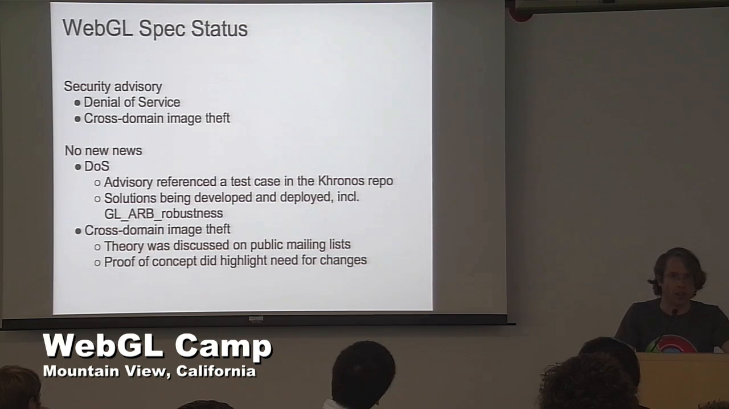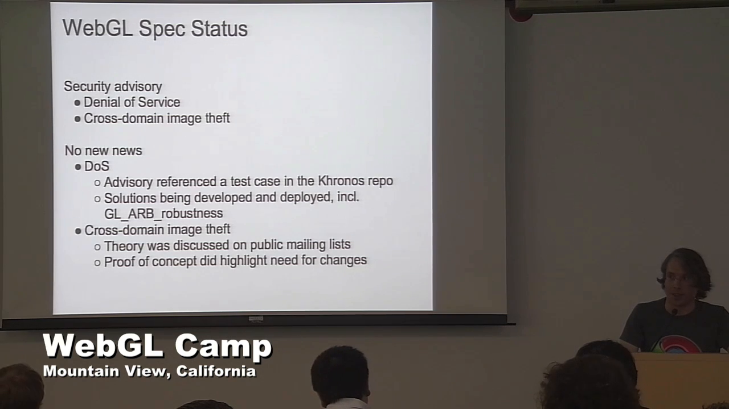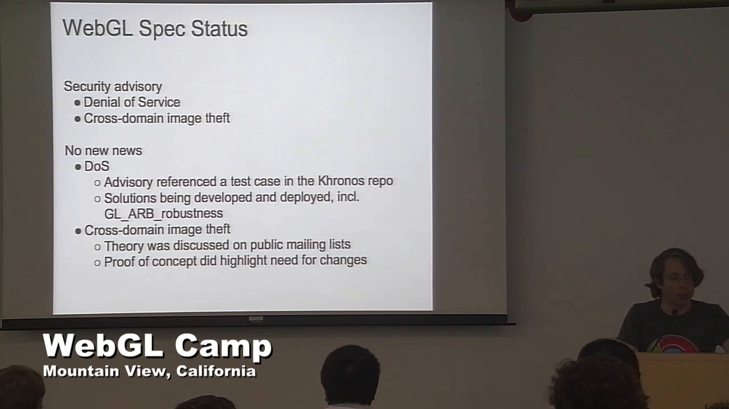Now, the fact is that the advisory contains no new news. The denial of service issue is something that has been brought up in the WebGL working group since the group's inception. As a matter of fact, the security advisory actually pointed to a test case that is checked into the Khronos WebGL source tree. So they didn't even write their own test case showing the problem. They pointed at one that we have. And solutions are being developed and actively deployed, including the GL robustness extension to OpenGL, which is a great step forward from the standpoint of an OpenGL app that wants to deploy untrusted content on machines. GL robustness has already been deployed by some of the GPU vendors and is being deployed by more and more.